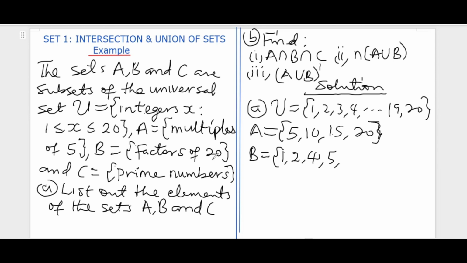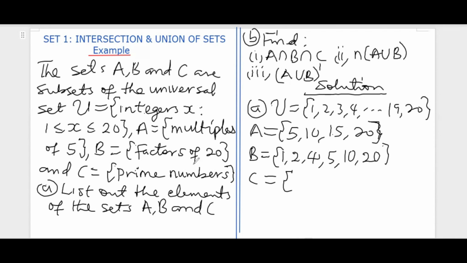5, 6 cannot go, 7 cannot go, 8, 9, no, 10. 10 can go. 10 is a factor. After 10, do we have any other number? No, so it's only 20. 20 can go in itself. So we have this. Then for C.